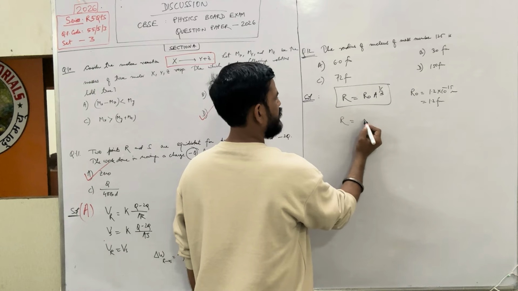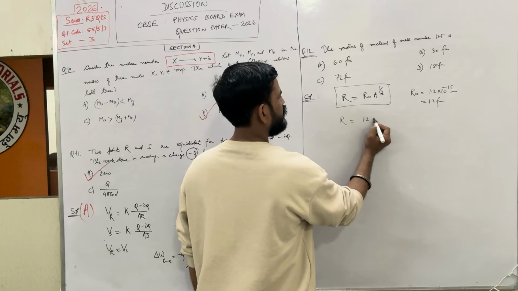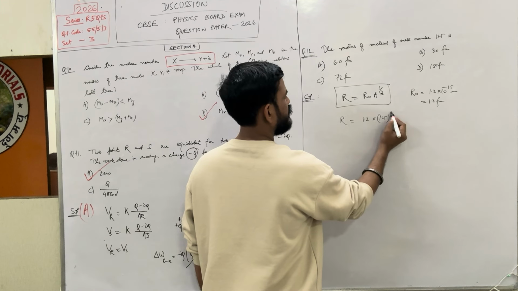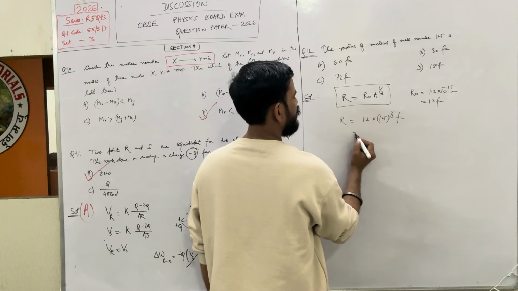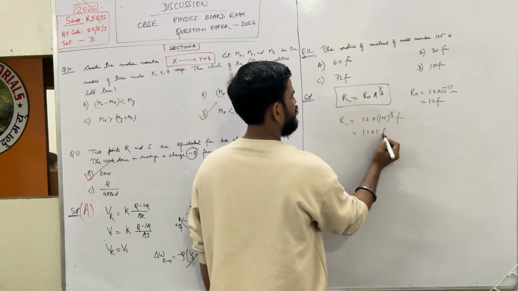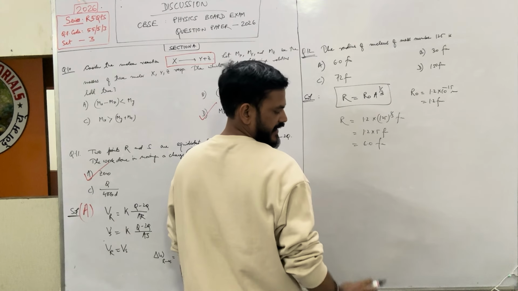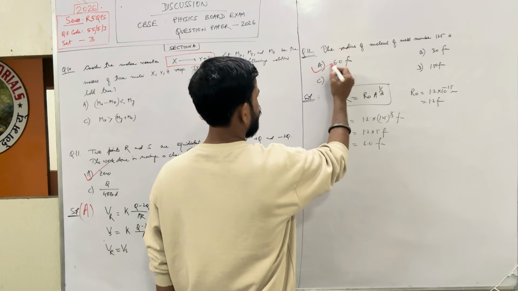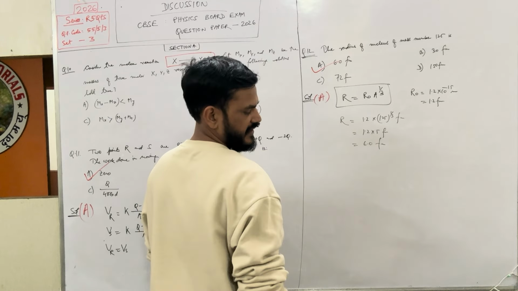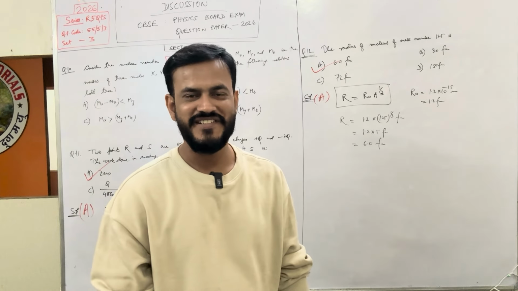Therefore, the radius will be 1.2 into 125 to the power 1 by 3 femtometer. So 1.2 into 5 femtometer, which is 6.0 femtometer. So the correct answer comes out to be A. It was a very easy and straightforward question.